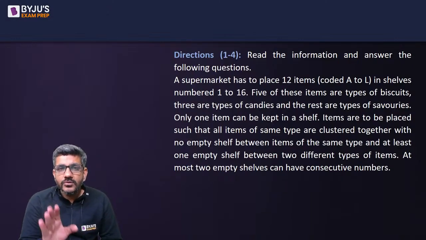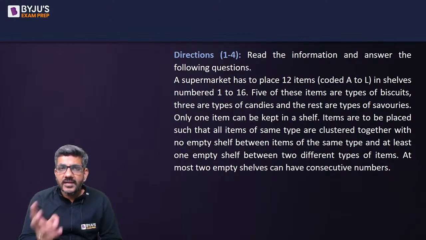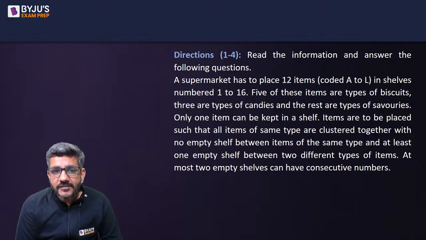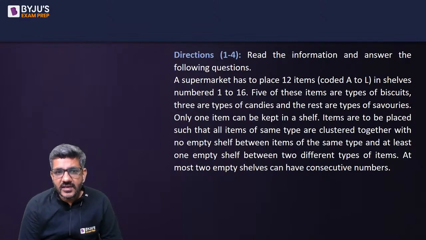So I have 1 to 16, total 16 shelves. 12 items are to be kept in these 16 shelves. So ultimately, I can say 4 of the shelves would be empty. 5 of these items are type of biscuits. So out of the 12 items, 5 are biscuits, 3 are candies. So the remaining 4 would be savories.